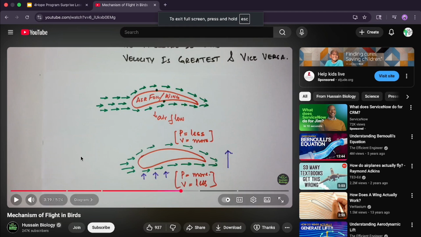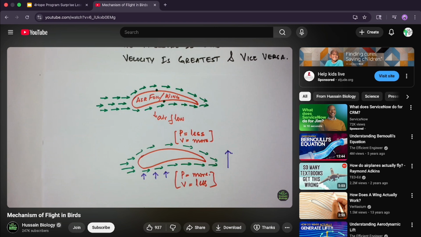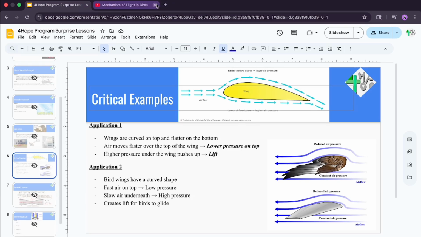Hussein Biology really goes over how birds behave, and for those who are bird lovers or bird pet owners like me, who happens to have birds as well. Yeah, birds, they have good lift and they can fly. So yeah, take care of these birds. Make sure, birds are very amazing creatures.